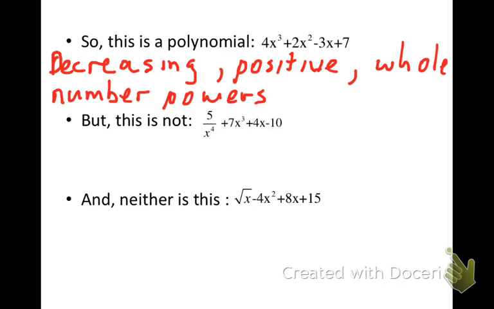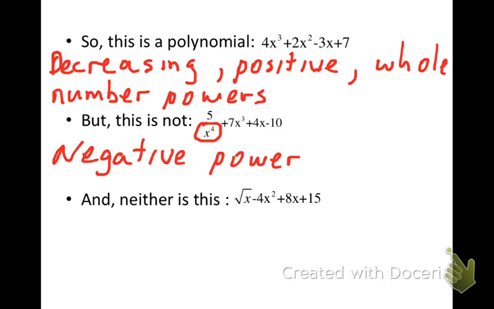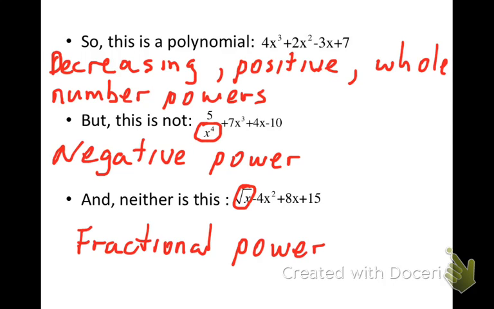Our second example is not a polynomial because it has a negative power. You recall that when you have an x underneath, that's the equivalent of saying x to the minus 4, and minus is not allowed in a polynomial. And our third example is not a polynomial because it has a fractional power. You'll recall that a square root is the equivalent of x to the power of a half, and fractions are not allowed in polynomials.